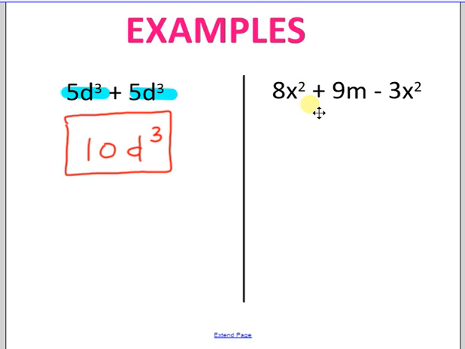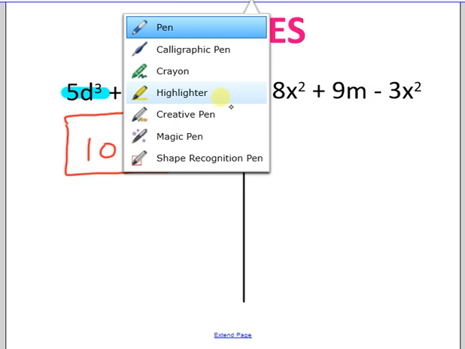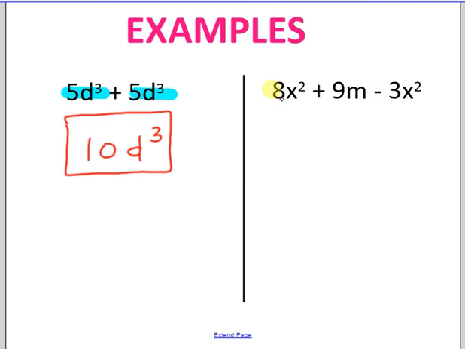Alright, 8x to the second power plus 9m minus 3x to the second power. Use your highlighter so that you can highlight the different terms. So I have 8x to the second power, and then here I have minus 3x to the second power. And then I have a plus 9m here by himself. So solve each part individually.